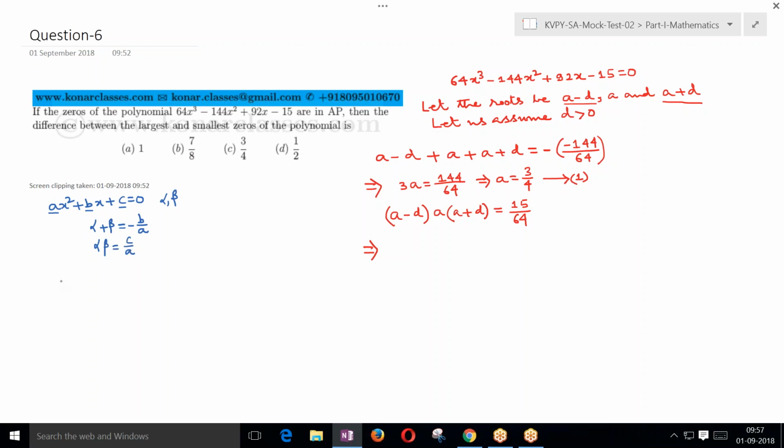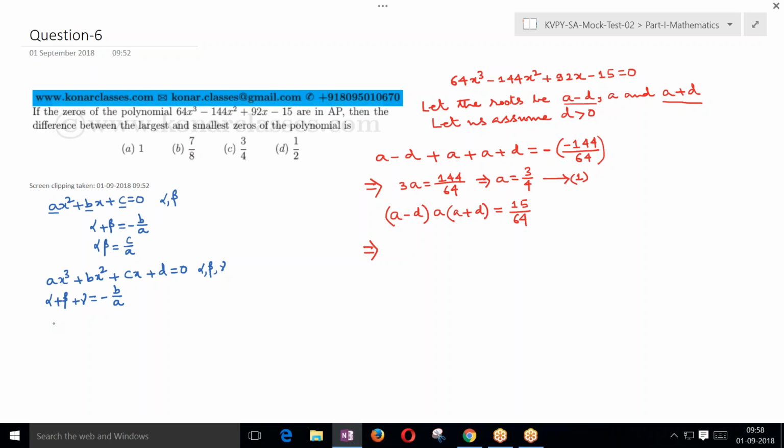Now if we extend that to a cubic equation, ax cube plus bx square plus cx plus d equal to 0. As it is a cubic equation, it has three roots, let's assume alpha, beta, gamma. Then what is the relationship between the roots and coefficient? Alpha plus beta plus gamma, the sum of the roots, should be equal to minus b by a.